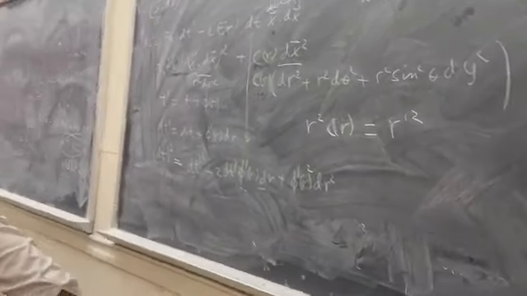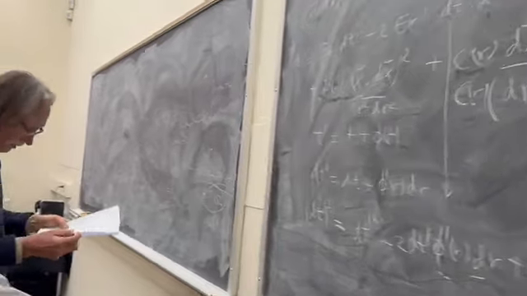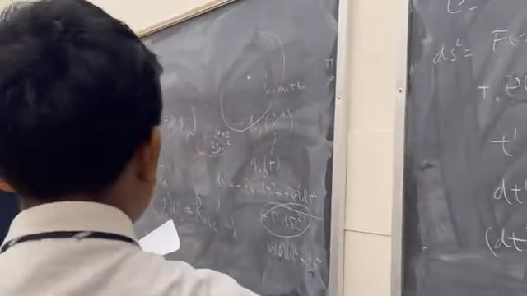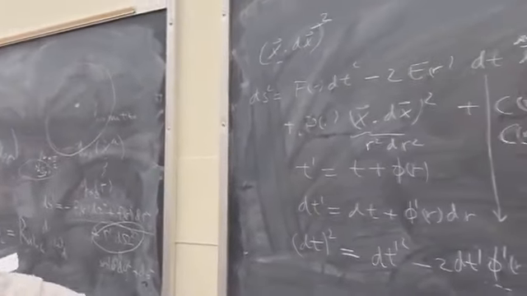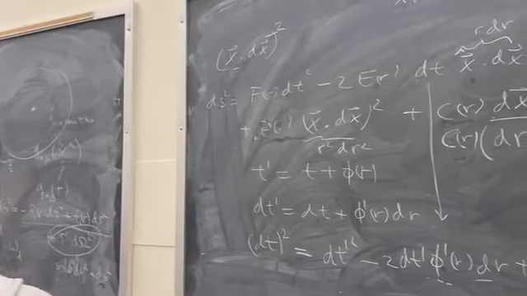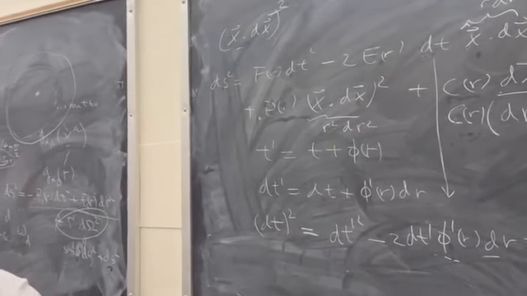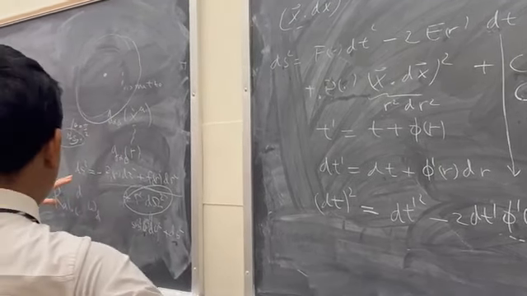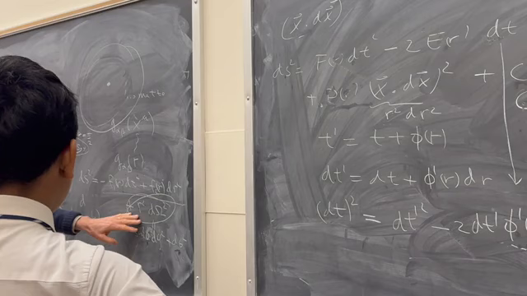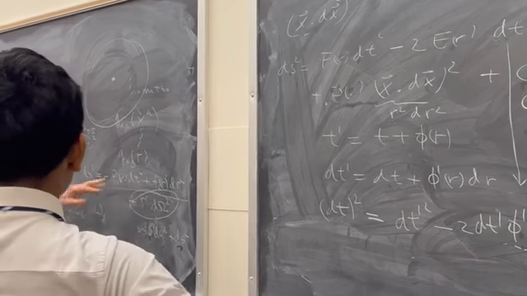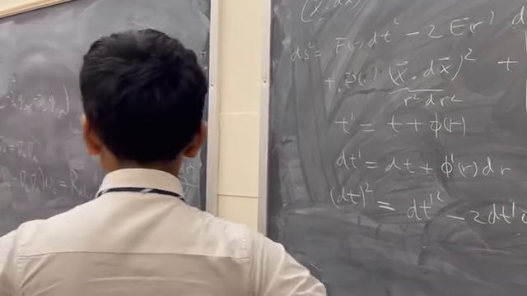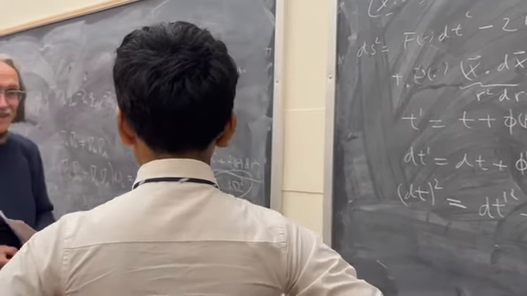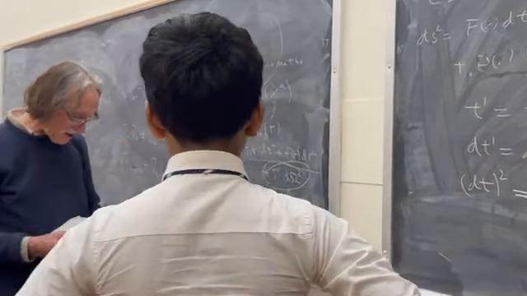So in the end, you get this form, and that is what I got here. In the end, when you do that, you arrive at this form. So this form is the most general form you can get.